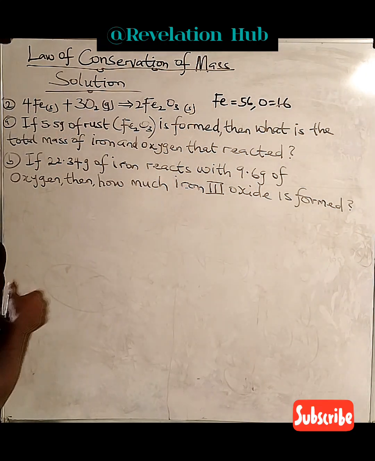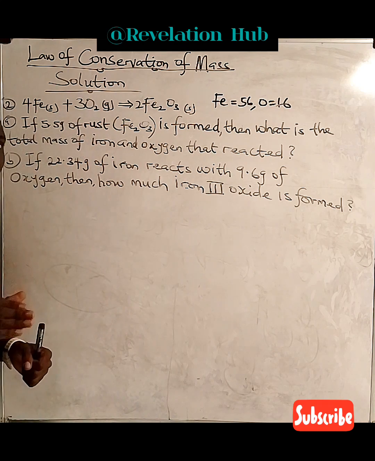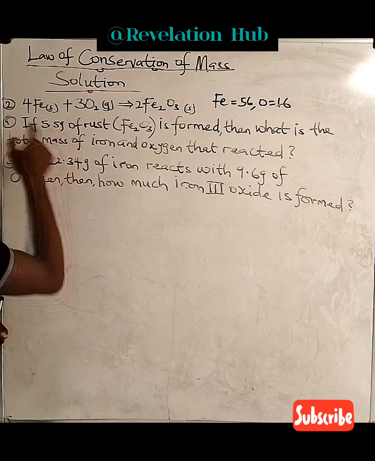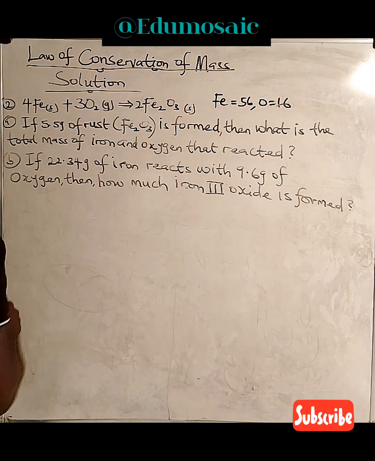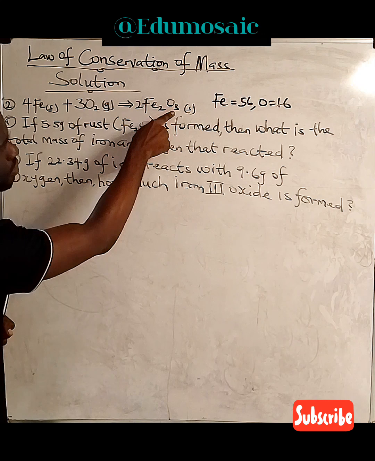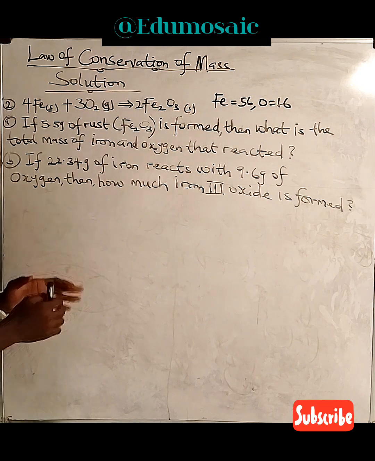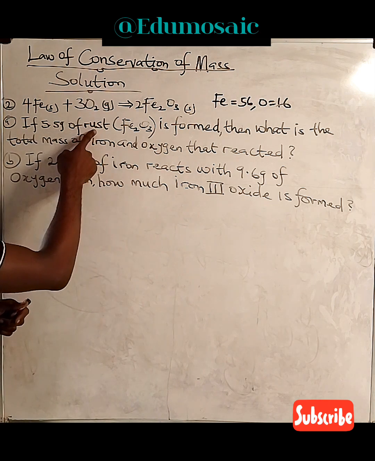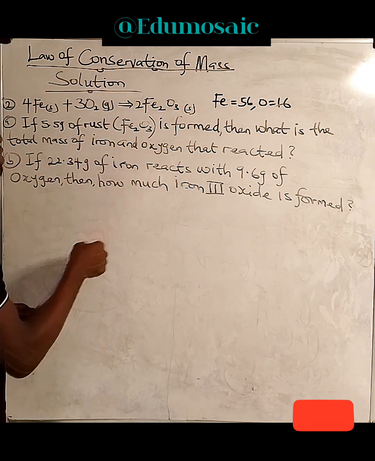As you can see, the very first thing we're going to ask ourselves is if this equation is balanced. If this equation is balanced, it means this really obeys the law of conservation of mass. Altogether we have 4 atoms of iron, that's ferrum, here, and here also we have 4 atoms of iron. Right here we have 6 atoms of oxygen, and we have 6 atoms of oxygen also: 3 times 2 gives us 6. So this obeys the law of conservation of mass. But let's see how we can interpret this question. 5.5 gram of rust is being formed. Then what is the total mass of iron and oxygen that reacted?